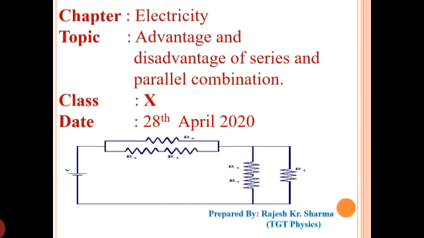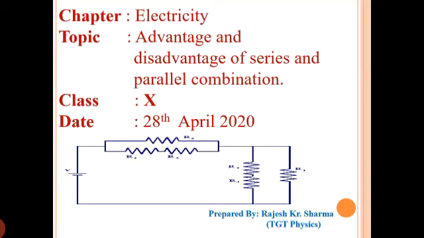So the topic we have: advantage and disadvantage of series and parallel combination. In the previous classes we have understood the meaning of series and parallel, and we have also done the numericals based on the same. Now we will see how series and parallel are different from each other, means if the appliances are connected in series and in parallel, then what advantages and disadvantages we have.